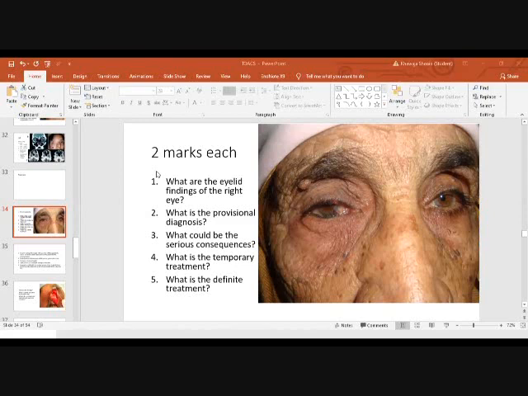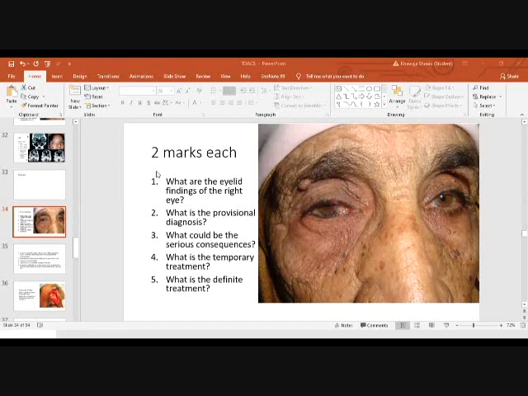So the next question is, what is the provisional diagnosis? What could be the serious consequences? Senile entropion. There is entropion. So what are the consequences? Corneal opacity, sir. Corneal opacity. Good. Corneal ulcer, corneal opacity. Excellent. And what is the temporary treatment?